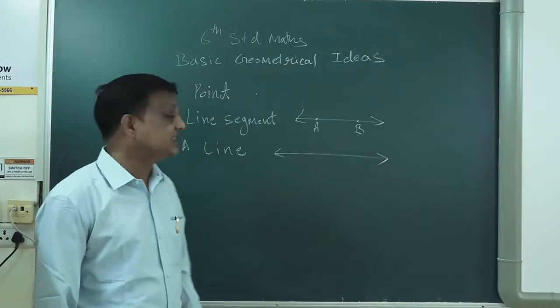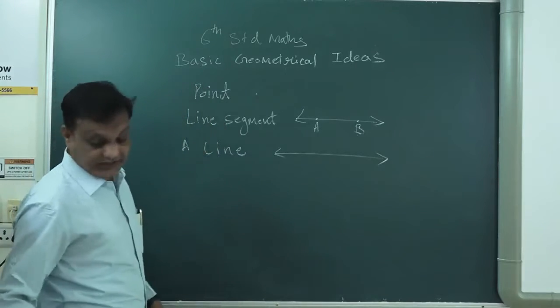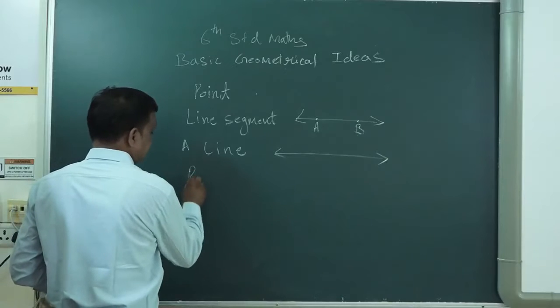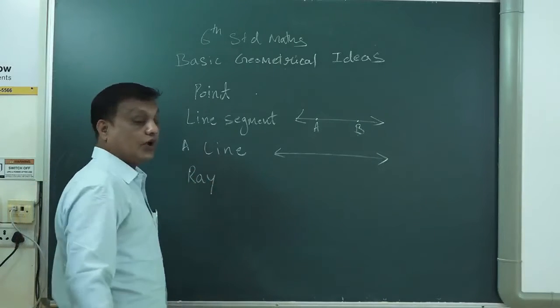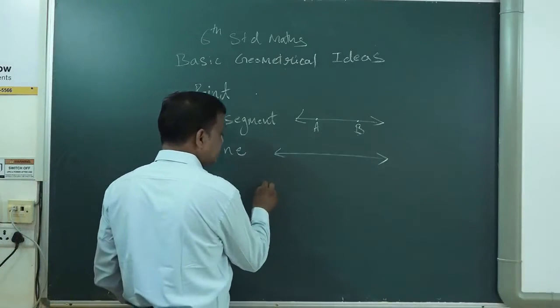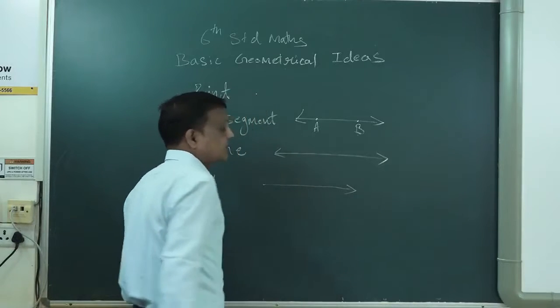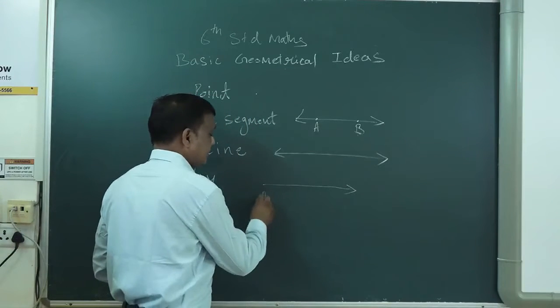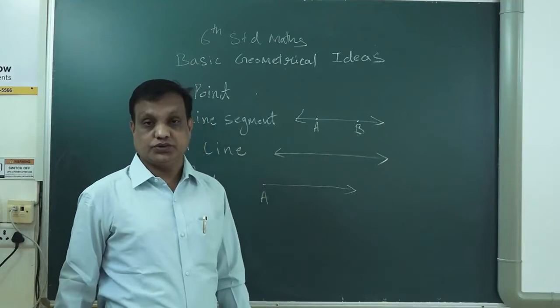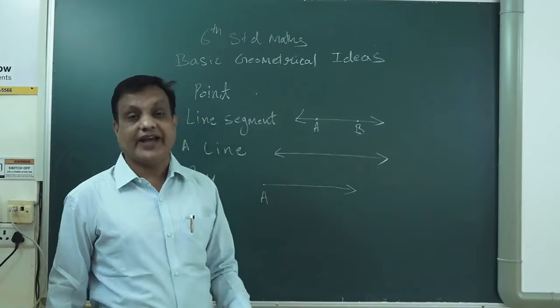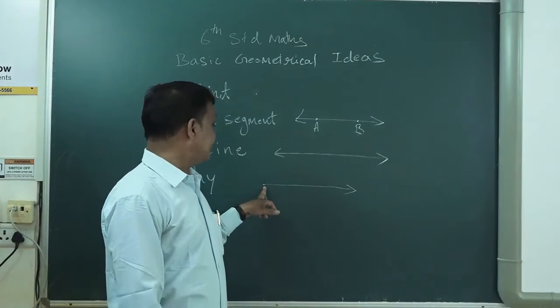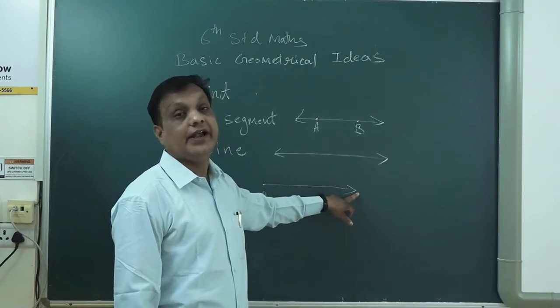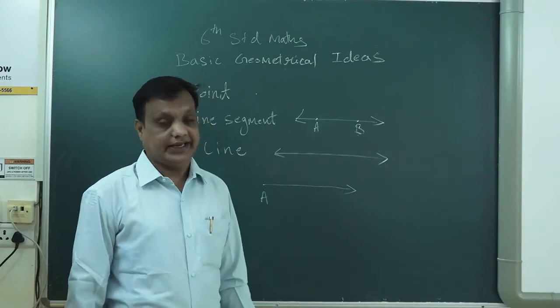Now next we will see ray. Now what is this ray? Ray has a starting point, but it does not have an ending point. It is an example of an arrow. It has a starting point, but it does not have an ending point. This is called the ray.